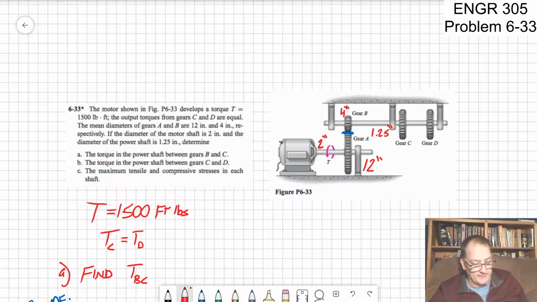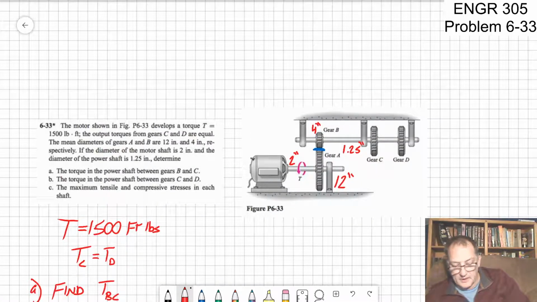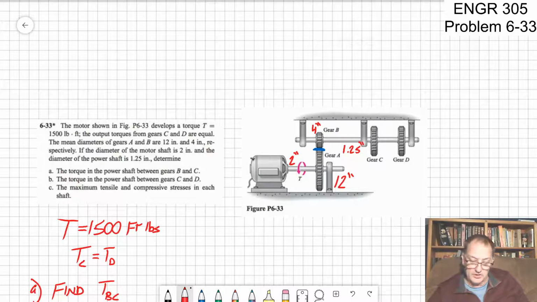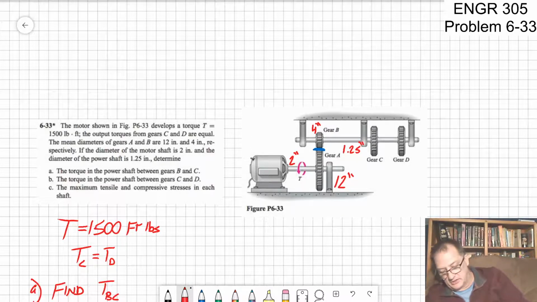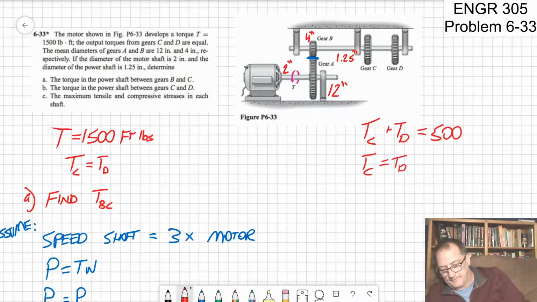I got to go back to the top. Find the torque in the shaft between C and D. Well, let's look at our picture. If what they said was those are both pulling off the same amount, so the torque of C plus the torque of D is equal to 500, and TC equals TD. Well, now I've got a system of equations.